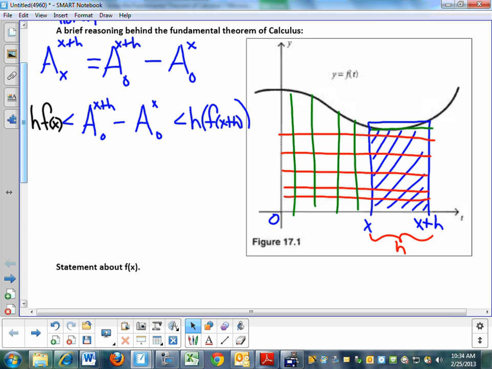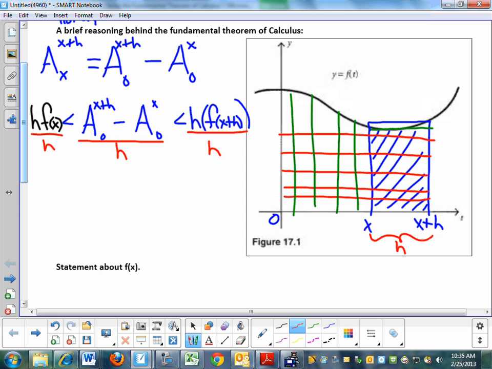That's kind of interesting. I've got an h on both sides. I don't have one in the middle, do I? I want to put one in the middle, and you'll see why here in a little bit. This really ends up working out quite amazing. We divide everything by h. And I get f of x.